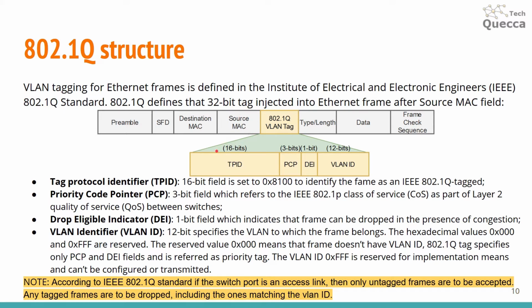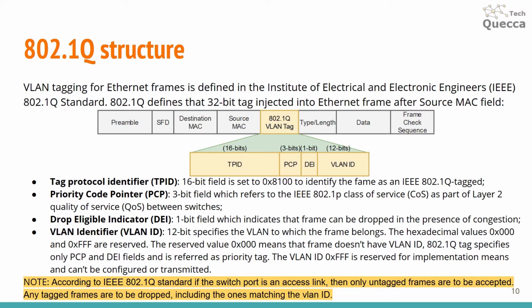The VLAN tag itself has 4 fields, and the first field is the tag protocol identifier. This is a 16-bit field, and it is set to 8100 to identify the frame as 802.1Q tagged. The second field is the priority code point. This is a 3-bit field, which refers to the 802.1p class of service as part of layer 2 quality of service between switches. The third field is the drop eligible indicator. This is a 1-bit field, which indicates that the frame can be dropped in the presence of congestion. And the last one is the VLAN identifier. This is a 12-bit field which specifies the VLAN to which the frame belongs.